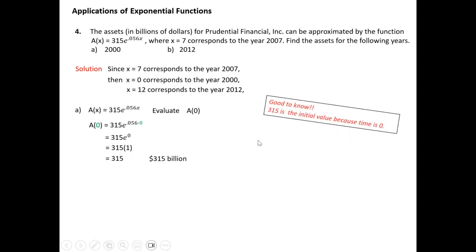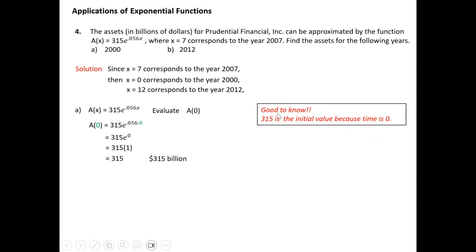And for b, we repeat the process. But now, here I put good to know: when x is 0 or t is 0, whatever the y value is, that is your initial value. This will be good for the next slide that I'm going to be showing you, which will be problem number 5. But for now, let's continue with part b.